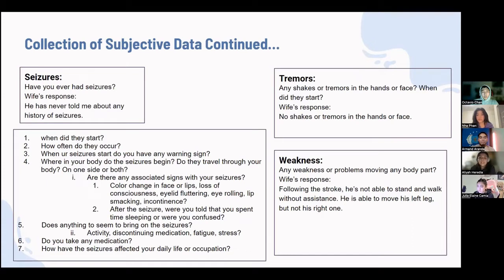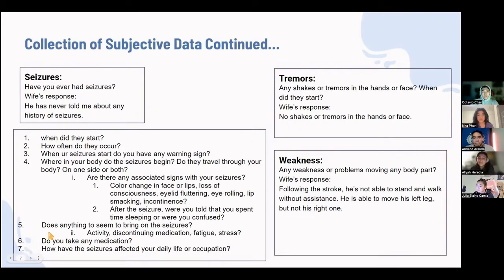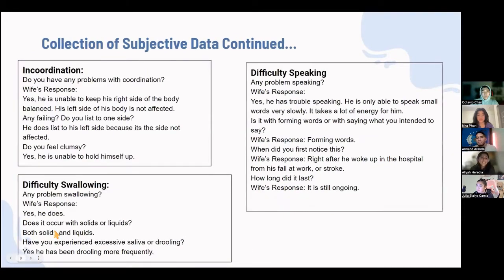Now for weakness, we would ask, any weakness or problems moving any body part? His wife responded, following the stroke, he's not been able to stand and walk without assistance. He is able to move his left leg, but not his right one. And we would further ask if it was generalized or localized, and does weakness occur with any particular movement? But since his wife doesn't know, we didn't ask. Next, please.